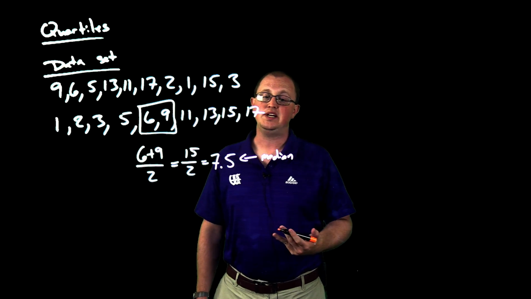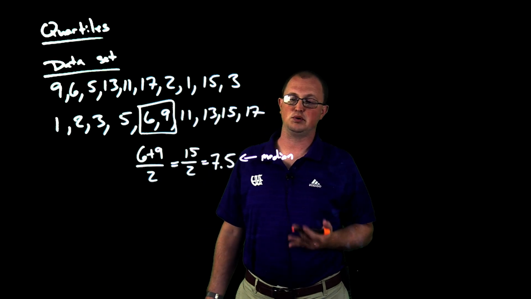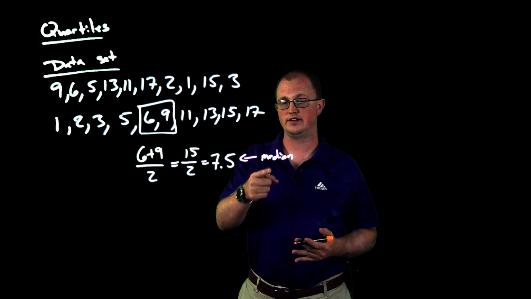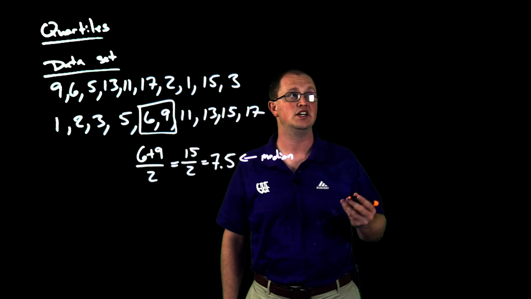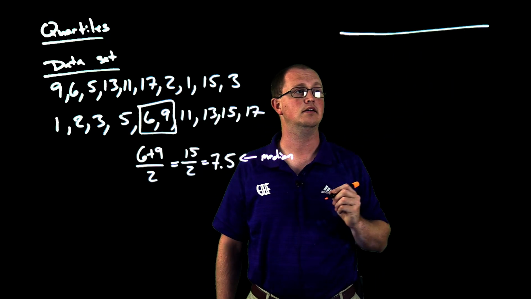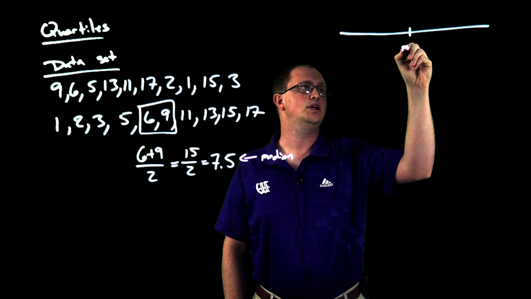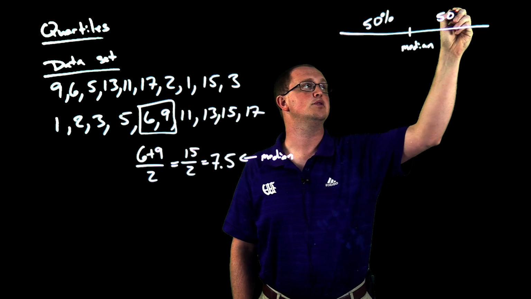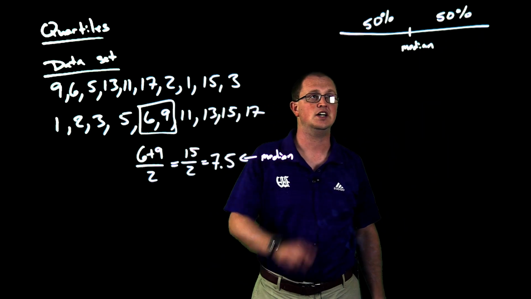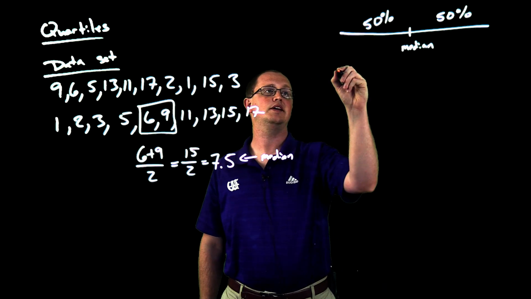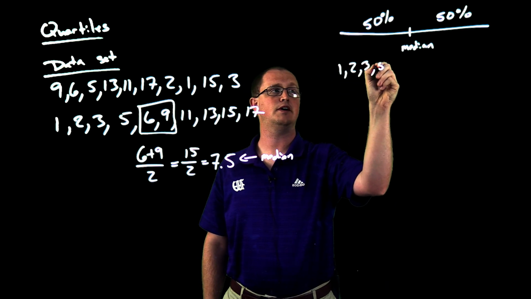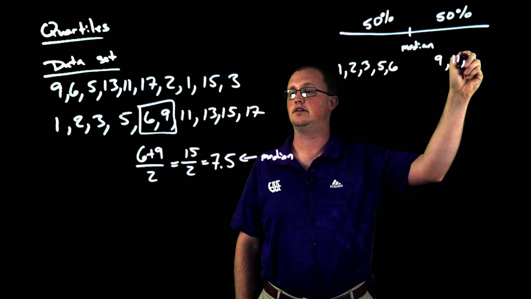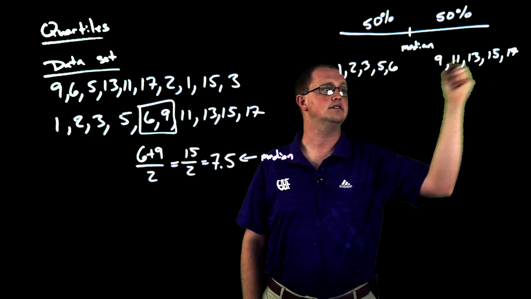And what's nice about the median is that it splits our data exactly in half. Right? By definition, half of our data is below this and half of our data is above it. So if we look at our data on a line, where we have the median, we have 50% of our data over here, and we have 50% of our data over here. So our lower 50% in this case consists of 1, 2, 3, 5, and 6. And our upper 50% is 9, 11, 13, 15, and 17.